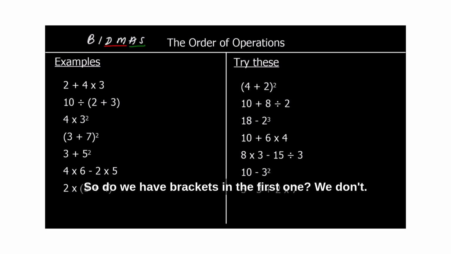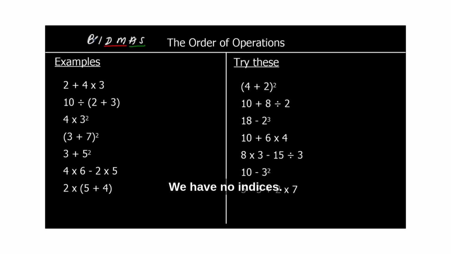So do we have brackets in the first one? We don't. We have no indices. We do have division and multiplication. We've got a 4 times 3. So I'm going to do that first. 4 times 3 is 12. So then we've got 2 plus 12, which is 14.